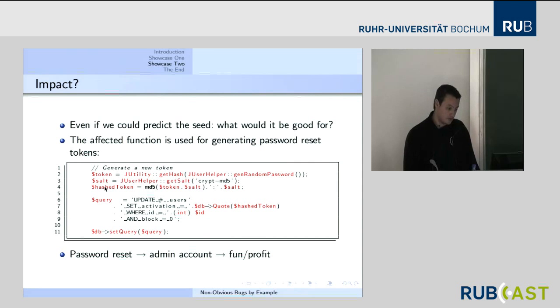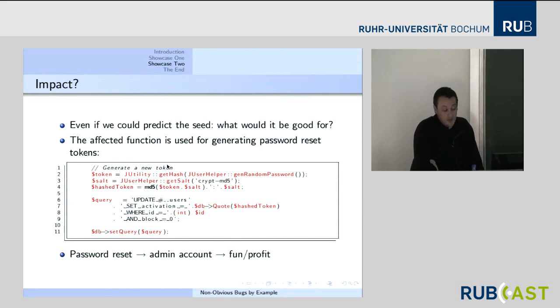The getRandomPassword function is used in a couple of places, including the password reset functionality of the Joomla installation. So if you're too dumb to remember your password, you can click this button, hey, I forgot my password, please send me a token where I can reset my password. And then you get a token via email, and you can use this token to reset your password to something that you can better remember, hopefully. And that seems to be an interesting attack vector.